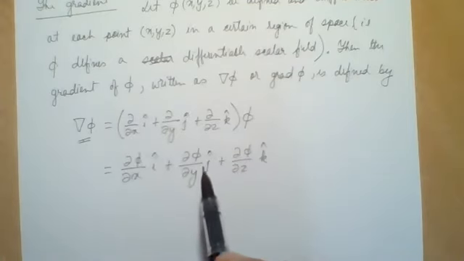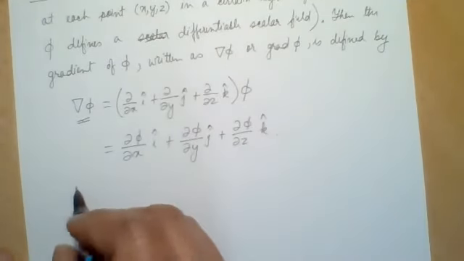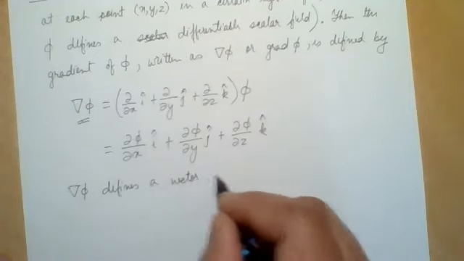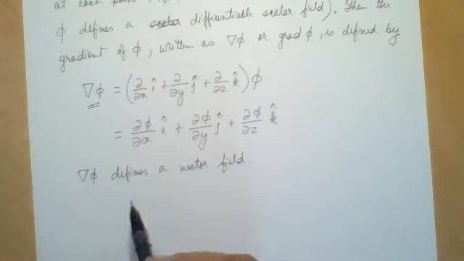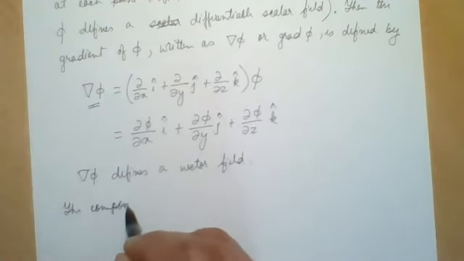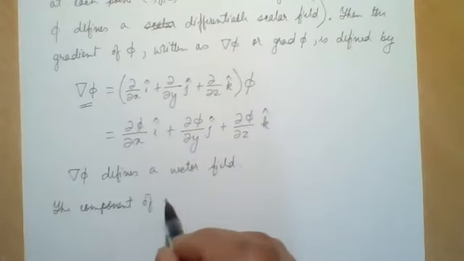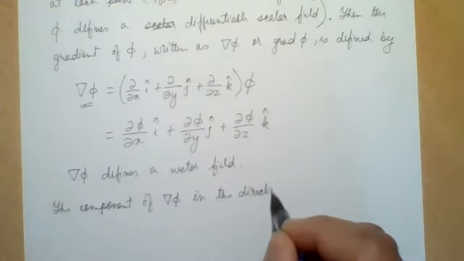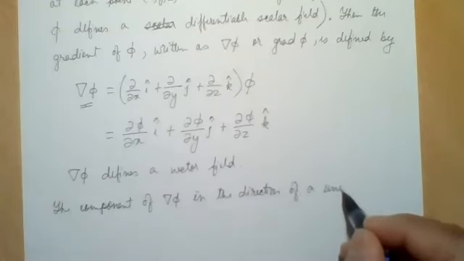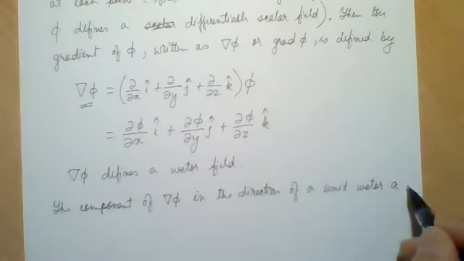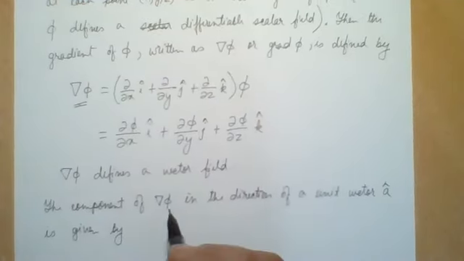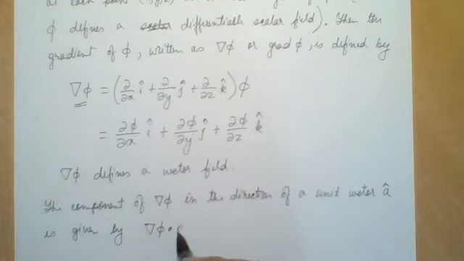So grad phi defines a vector field. Next, the component of del phi, that is the gradient of phi, in the direction of a unit vector a hat is given by grad phi dot a hat.